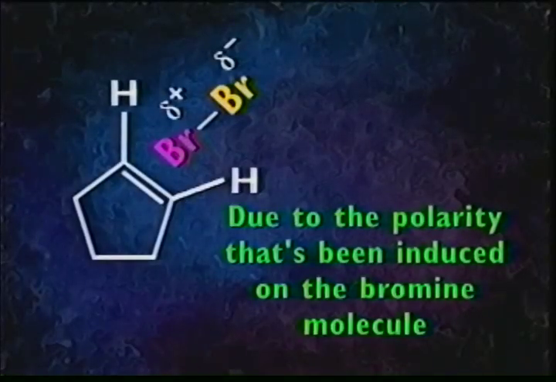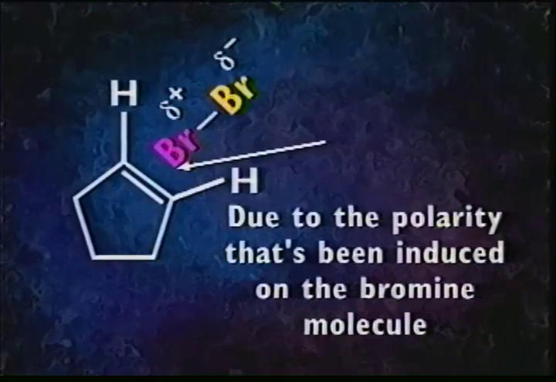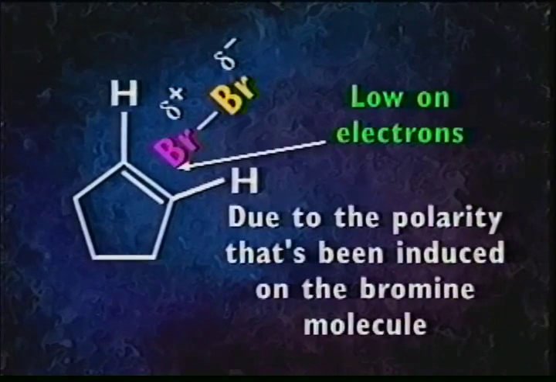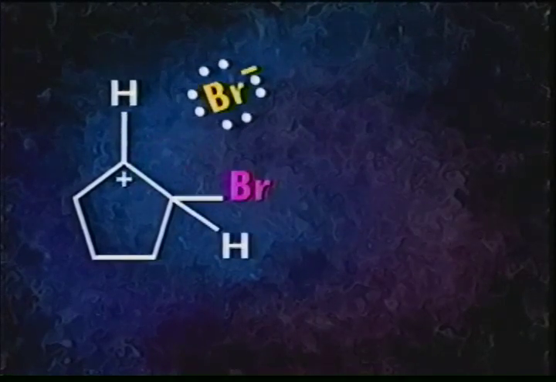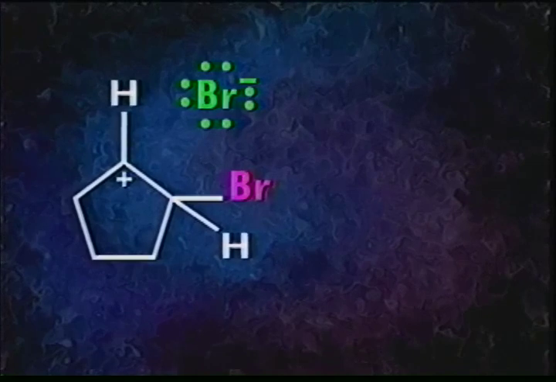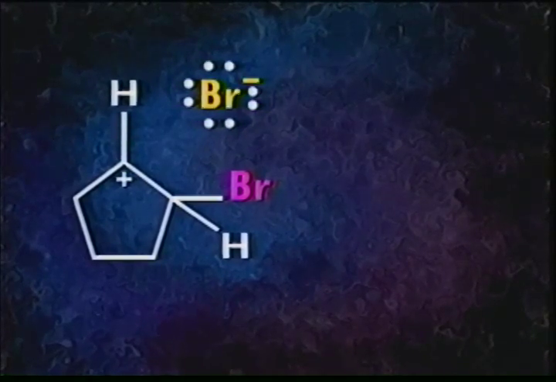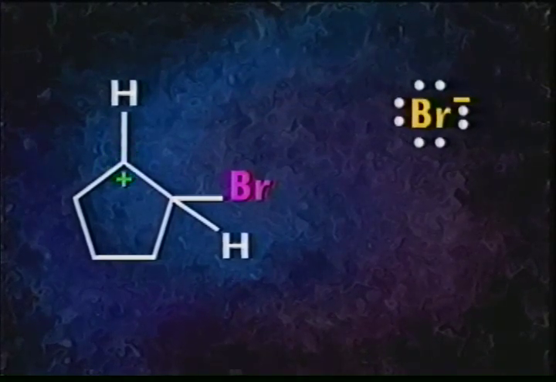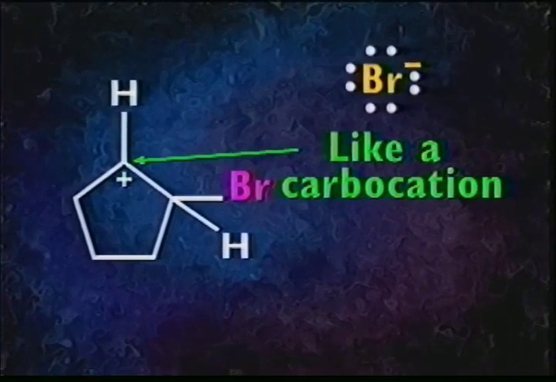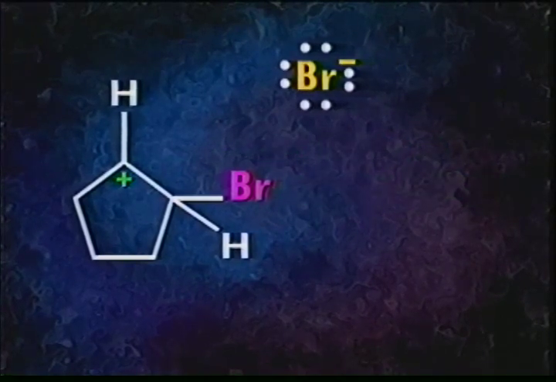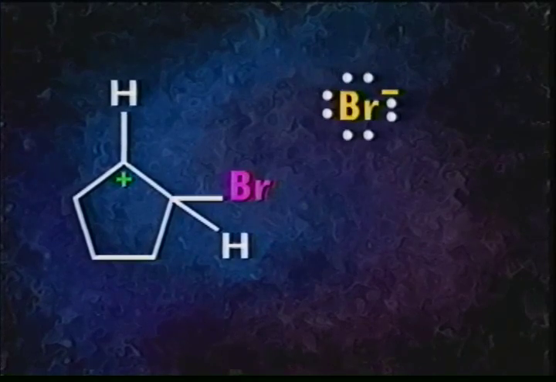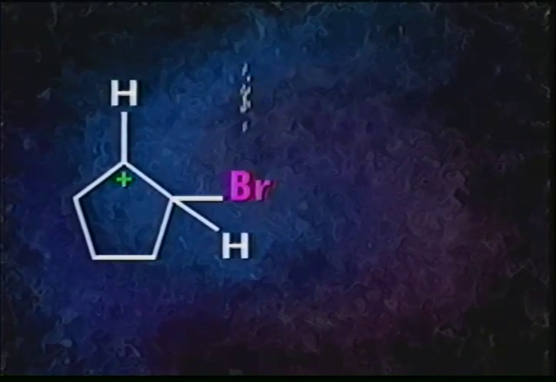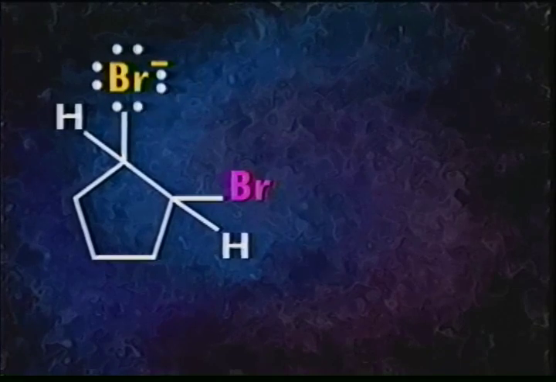Due to the polarity that's been induced on the bromine molecule, the first bromine on the bromine complex is a little low on electrons, so it forms a covalent bond to the first carbon. The second bromine, realizing it now has 8 valence electrons and a negative charge, decides to get lost, but it doesn't go too far. Carbon 2 over here is now lacking 2 electrons and is like a carbocation. The bromide anion still floating around out there decides to move in on the electrophilic carbocation and form a covalent bond with carbon 2.